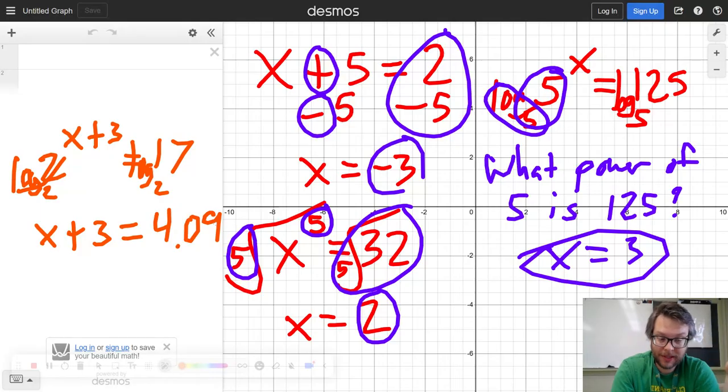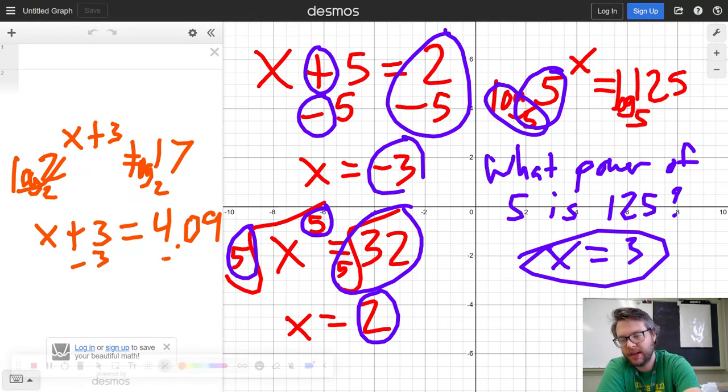It makes sense to me that the answer is a little bit bigger than 4 because 2 to the 4 is 16. So I know that I need to go to 2 to the something bigger than 4 to get to 17. And then the inverse of plus is minus. This is something that you know. So you get x equals 1.09.